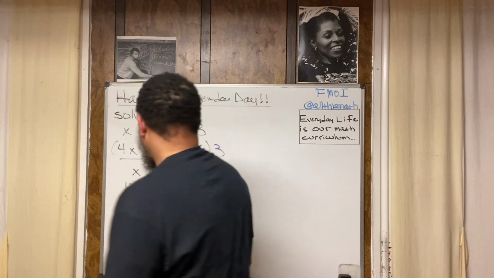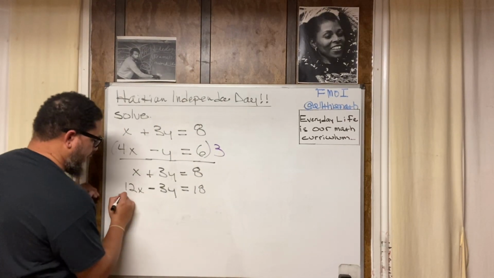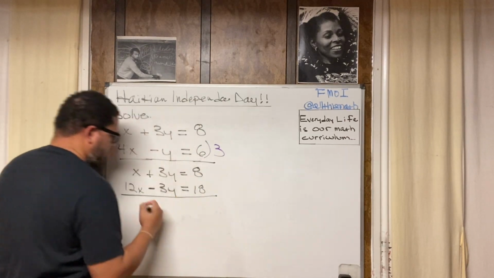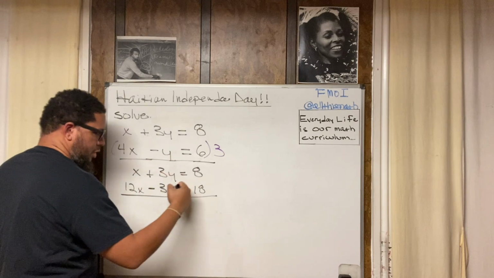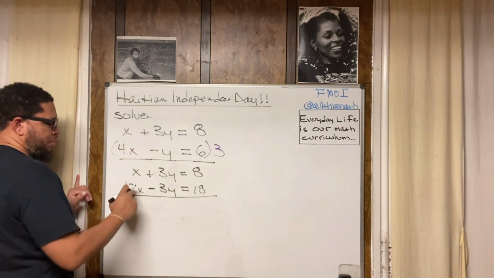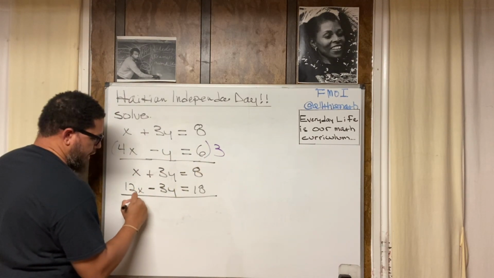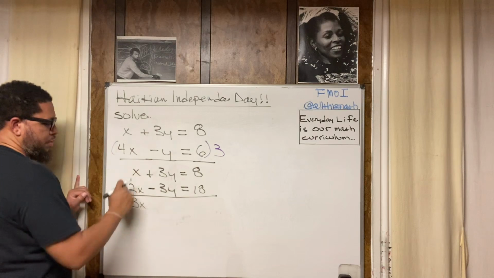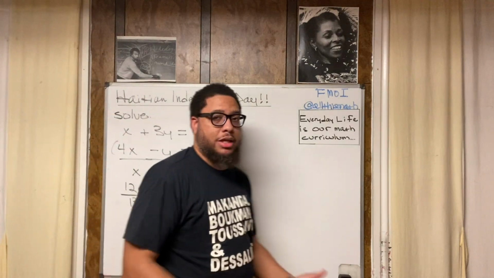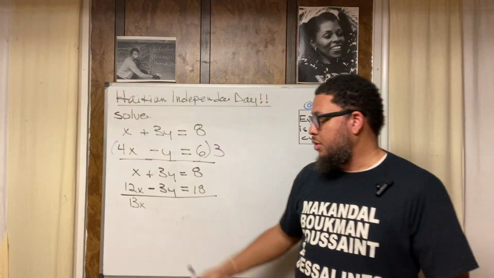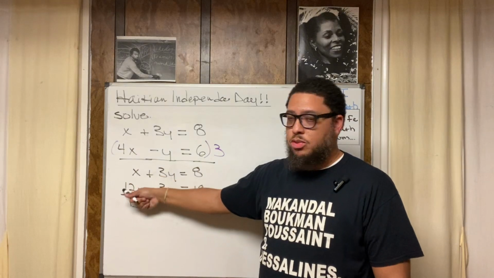So now, and this is why it's also called the addition method, because I'm going to add this to this, this to this, this to this. What's x plus 12x? 13x. 1x plus 12x is 13x. You got 13 x's all together. You got one of them and 12 of them.